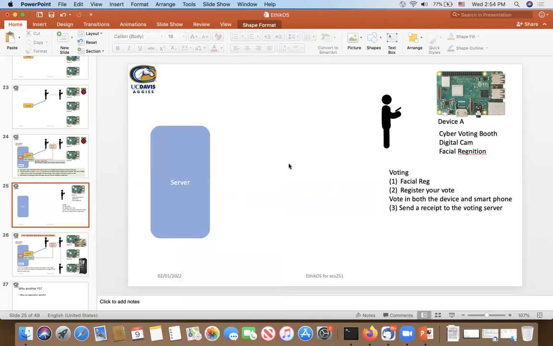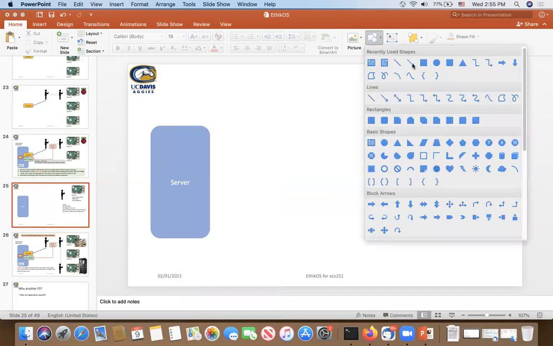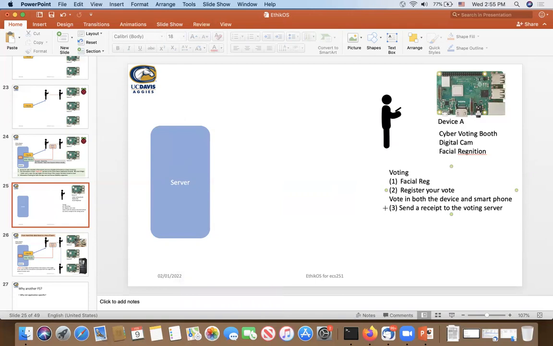So the idea of a server, why you send a receipt? Let me actually draw a line to represent this. It's here. The receipt is going to be sent to the server. Okay, so now the server will actually know that this person has voted, but it also verified that he's actually voting through a valid device.